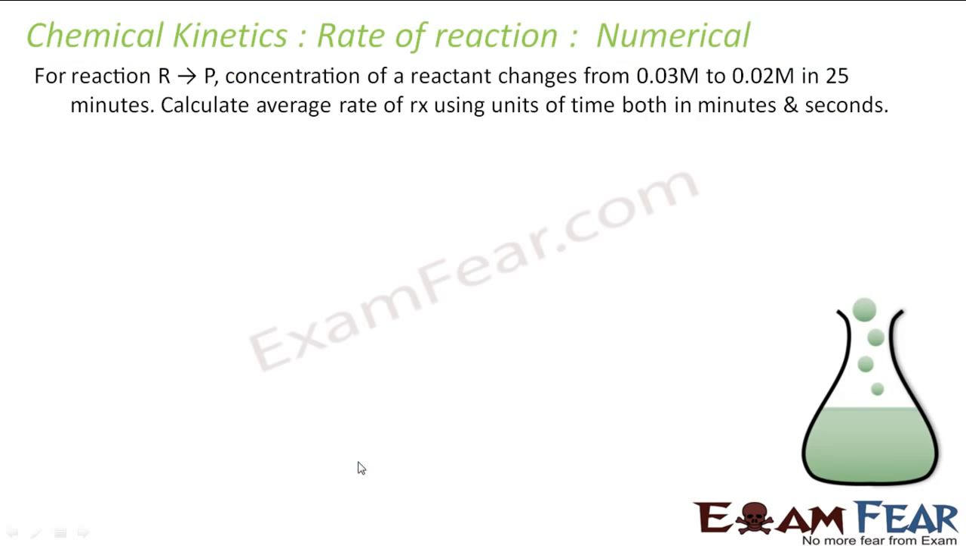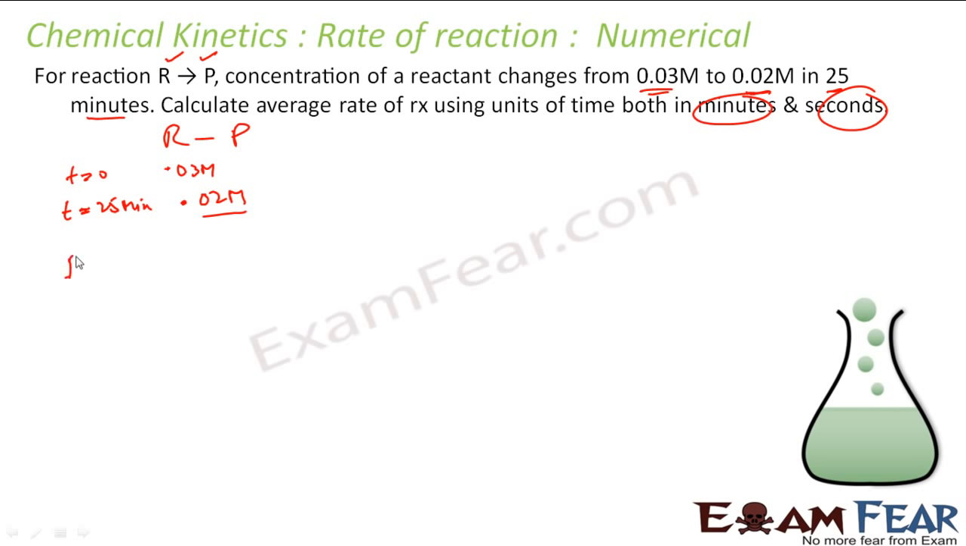Let's take one more numerical. It says from the reactant to product, R is my reactant, P is my product. The concentration of reactant changed from 0.03 M to 0.02 M in 25 minutes. So I have my R to become P. At t equal to 0, the concentration of reactant was 0.03 M. At t equal to 25 minutes, not in seconds, please note the units properly, my concentration of reactant became 0.02. We have to find the average rate of reaction using units of both minutes and seconds.